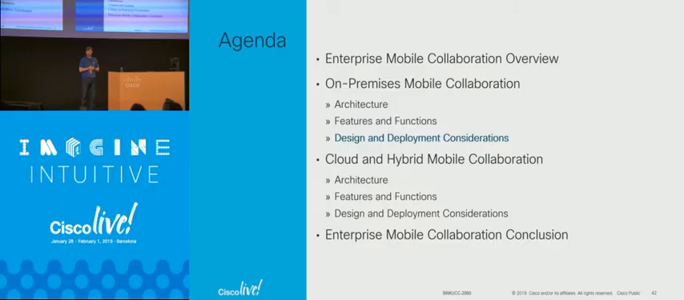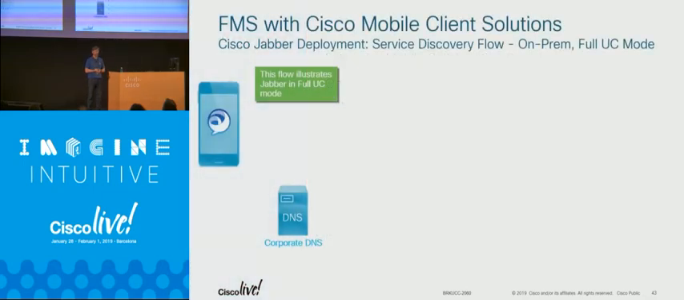All right, so that gets us through features and functions. Next, we're going to talk about some design and deployment information and some things we need to consider. The first thing I want to do is walk through the service discovery that Jabber does. I'll walk you through what a Jabber user experiences normally and how Jabber connects for the first time when we do service discovery. Then I want to step back and talk about what we have to do from an administrative perspective to enable this experience for our end users.